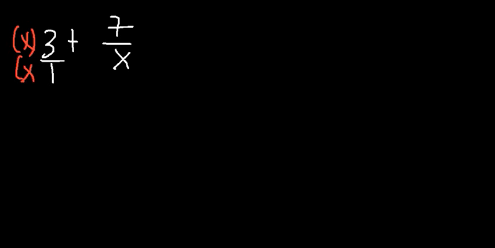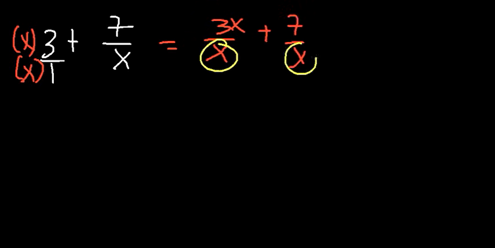Now let's say you get a problem like this. Let's say you have a mixed expression, 3 plus 7 over x, and you want to write it as a rational expression. The 3, put it over 1, and then do what we did before, get common denominators. So let's multiply top and bottom by x. So this becomes 3x over x plus 7 over x. Now that we have the same denominator, combine it into a single fraction. So it's 3x plus 7 over x.